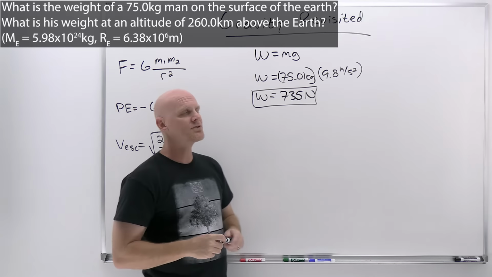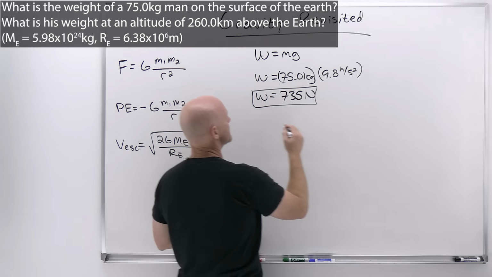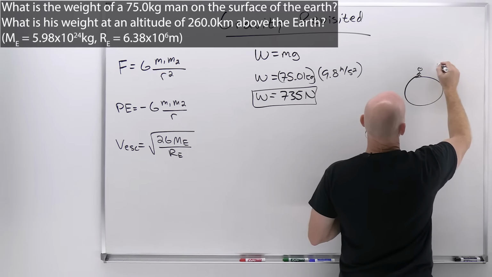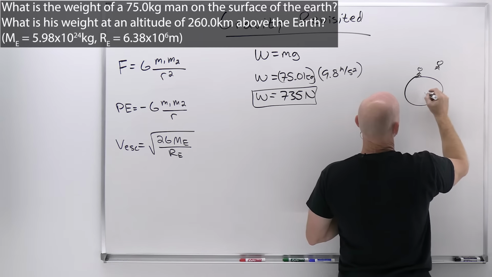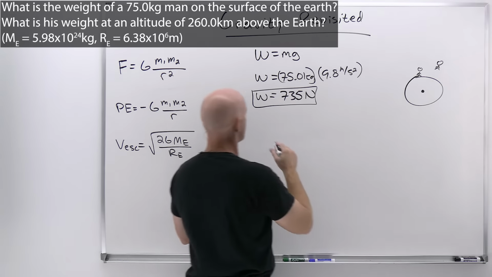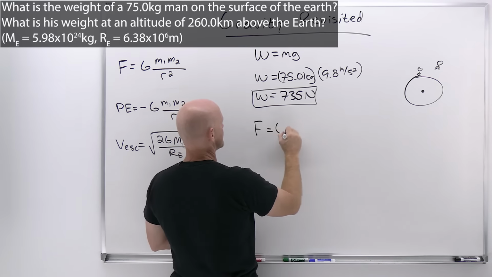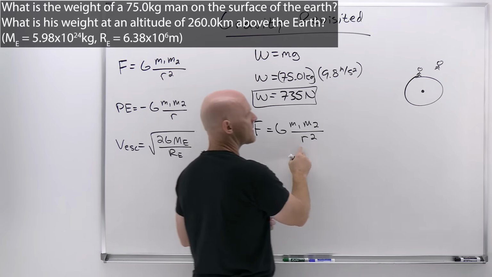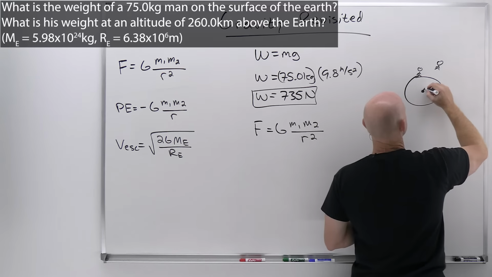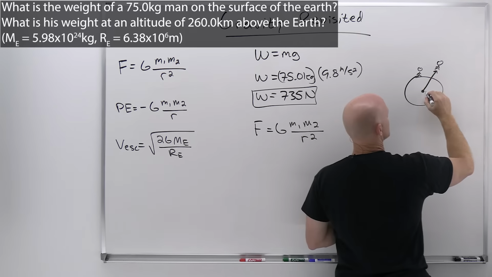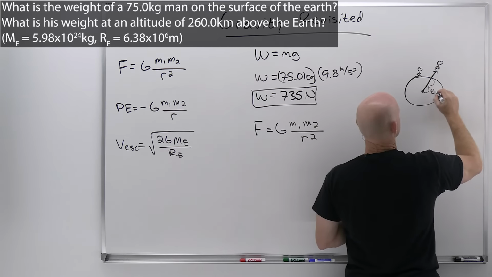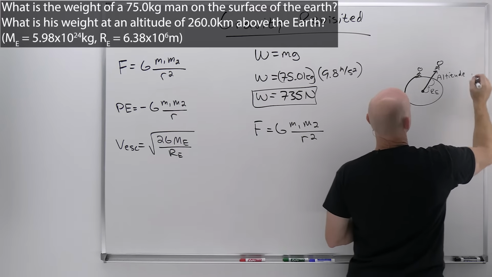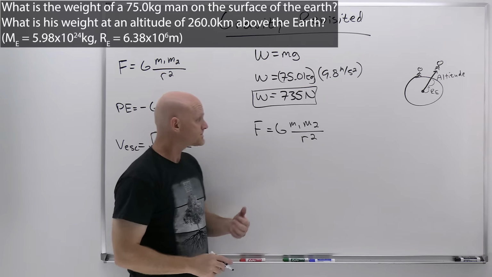But what if we're now at an altitude of 260 kilometers above the Earth? In the first case, he's on the surface of the Earth, but in the second case, he's now above the Earth. And so when we go to calculate the force due to gravity, G m1 m2 over r squared, r is going to be his distance from the center of the Earth. That's going to include the radius of the Earth, but it's also going to include his altitude above the Earth, the sum of those two.